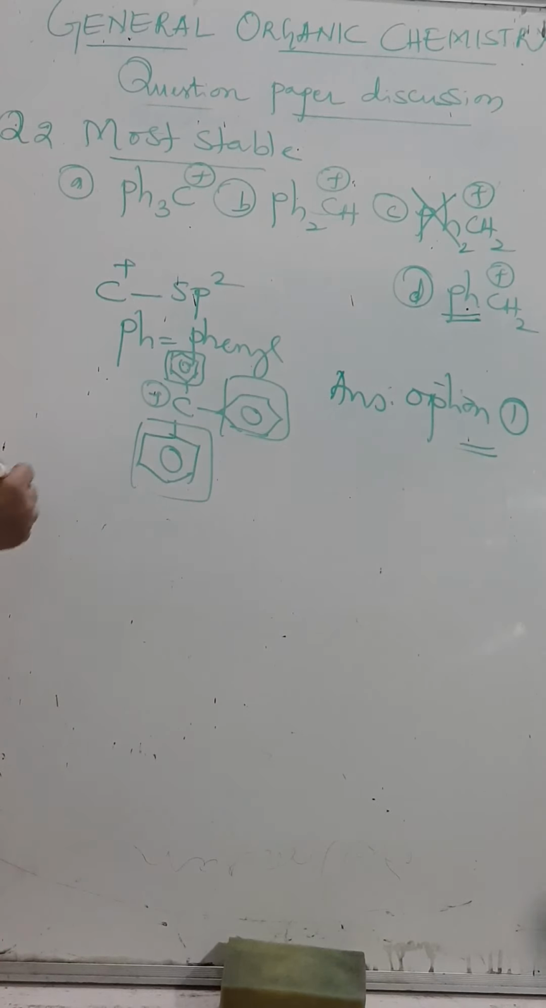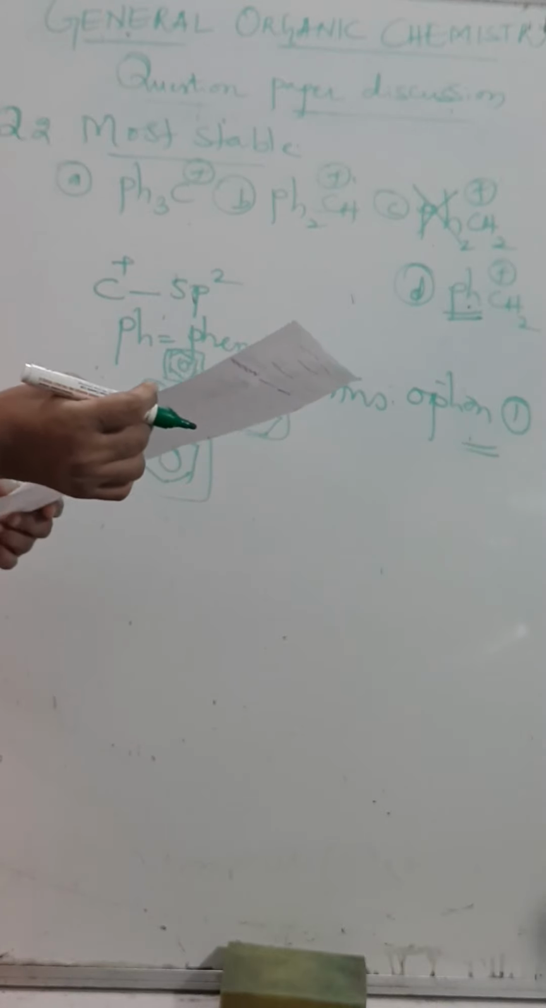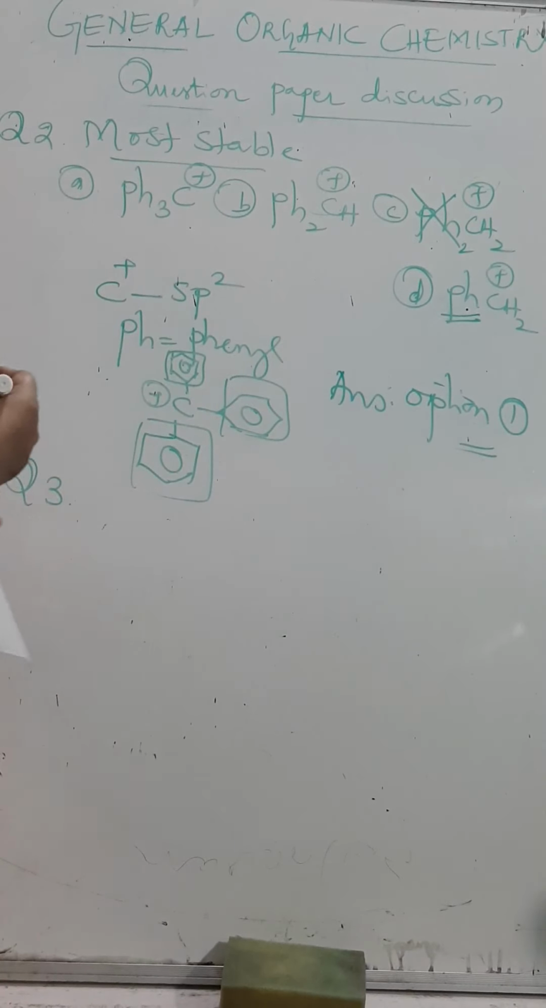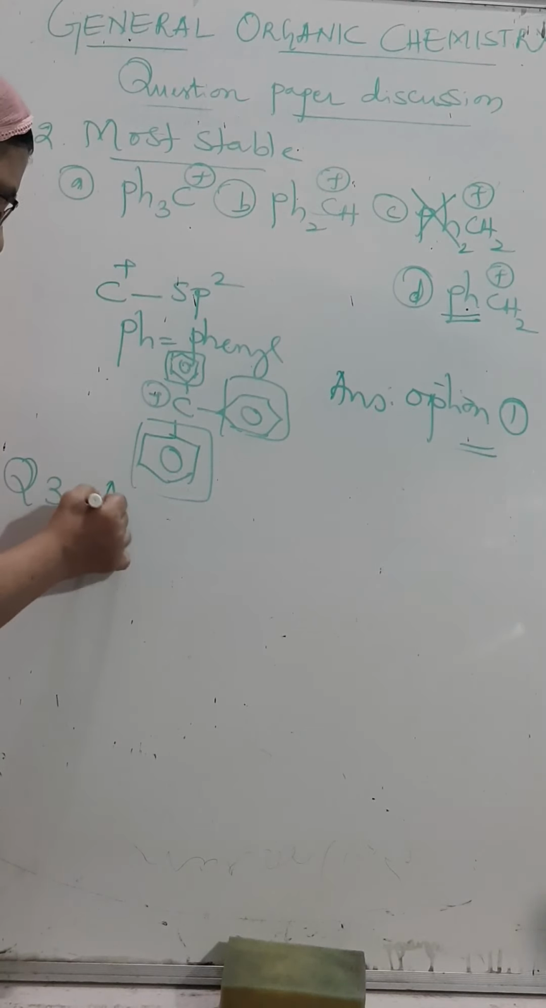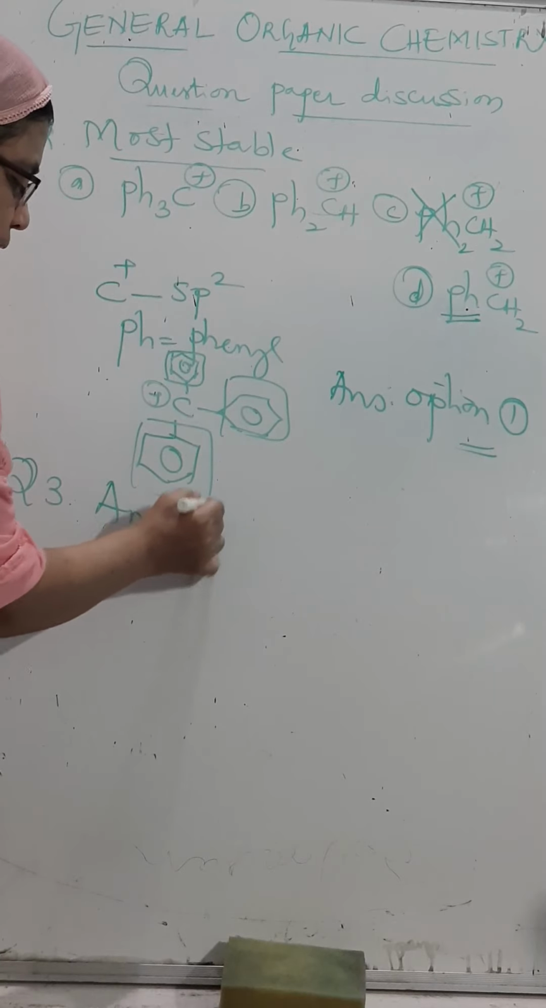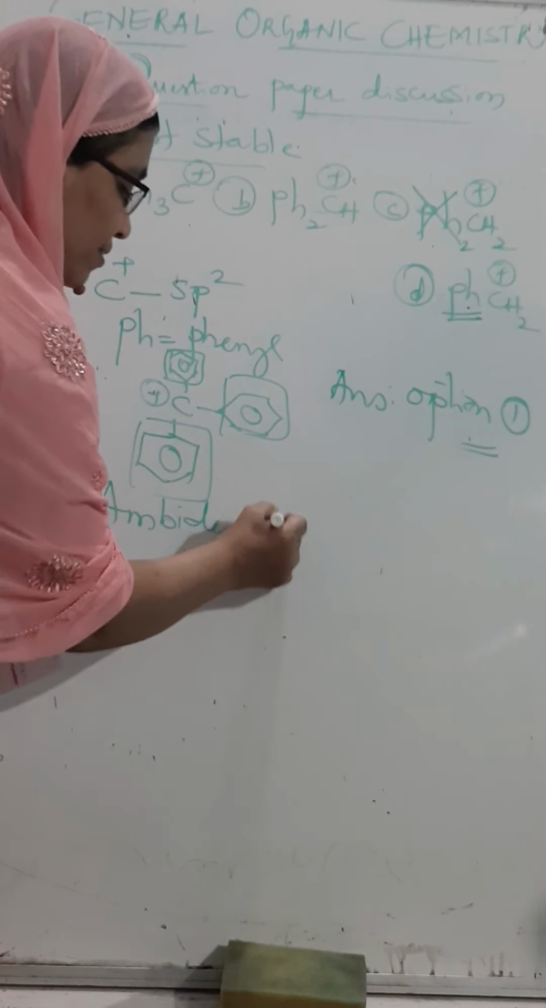Shall we go to question number 3? Okay. Third question. What have they mentioned in the third question? Which one is an ambident ligand? What are they asking you? Ambident nucleophile. Nucleophiles are ligands.